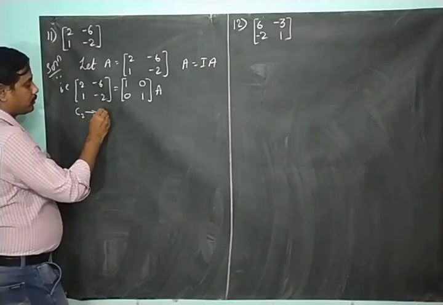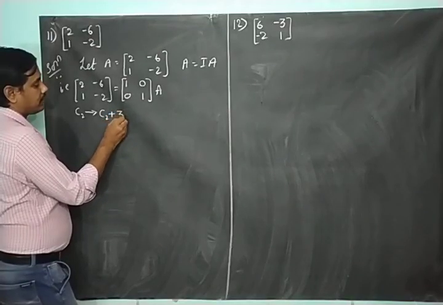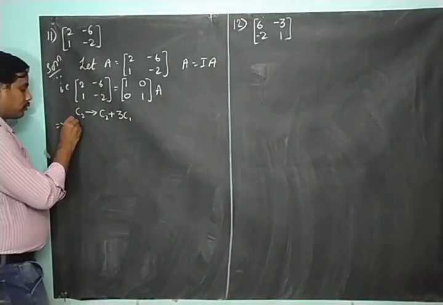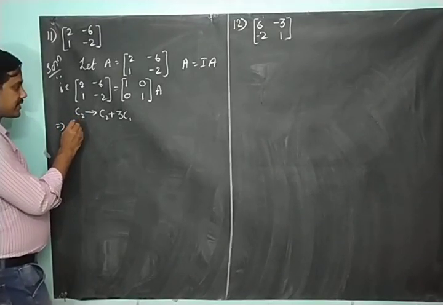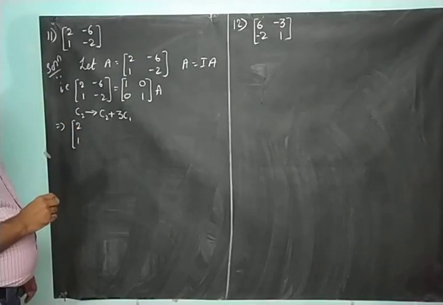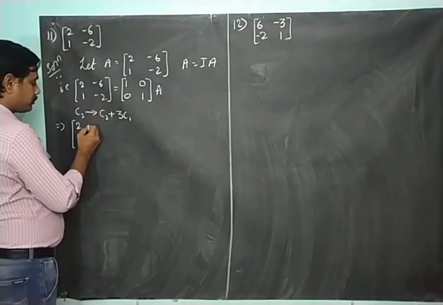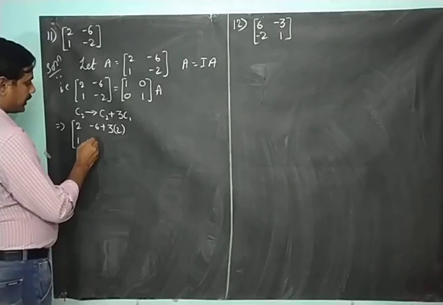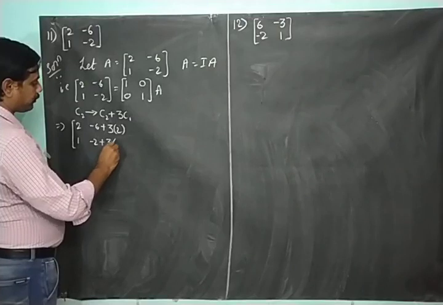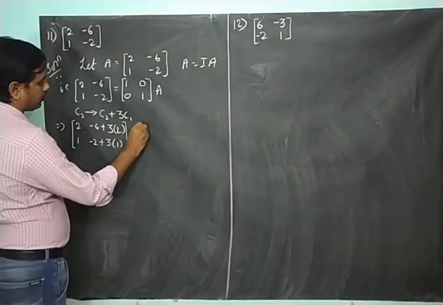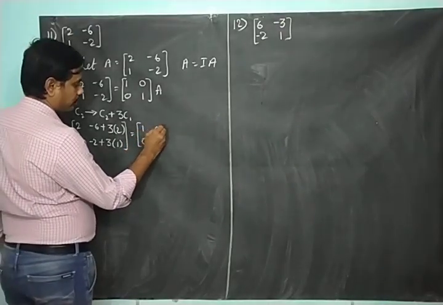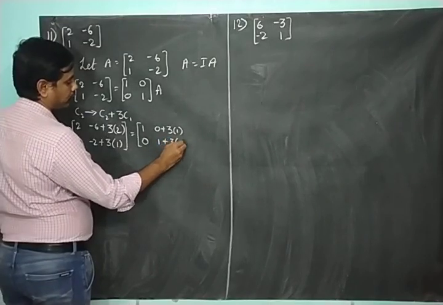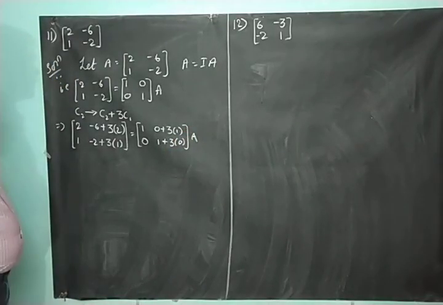Column 2 changes to column 2 plus 3 times column 1. Column 2 changes to column 2 plus 3 times of column 1. So column 1 will remain as it is, 2 and 1. And column 2 will be minus 6 plus 3 times of column 1, 2; and minus 2 plus 3 times of column 1, that is 1, equal to 1, 0 as it is. And here, 0 plus 3 times of column 1, and 1 plus 3 times of column 1, that is 0, A as it is.